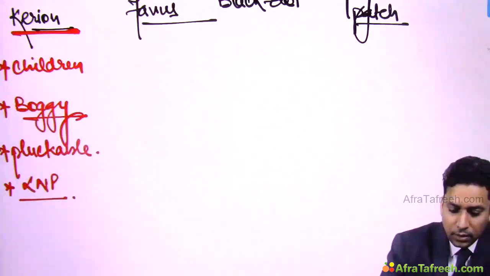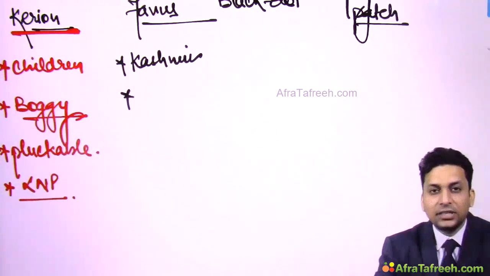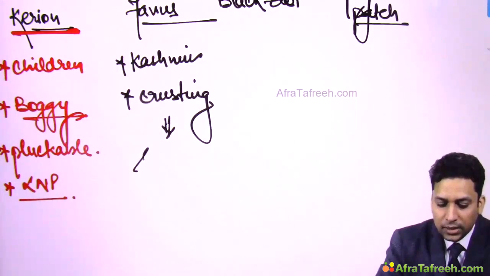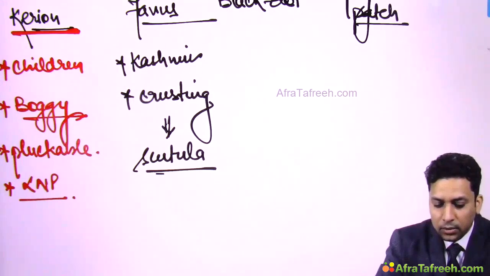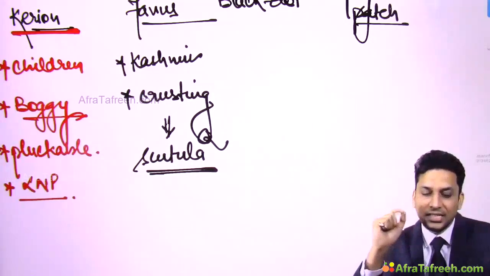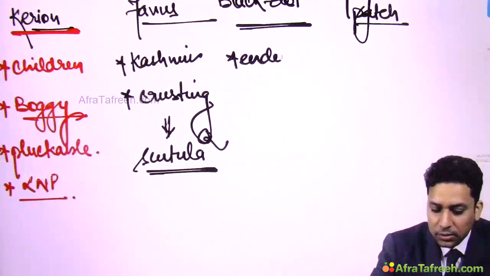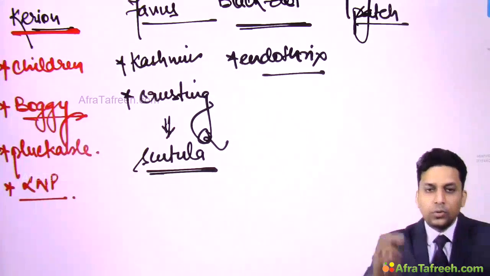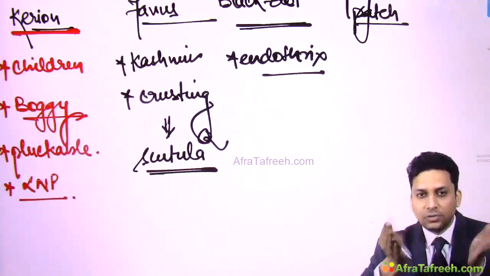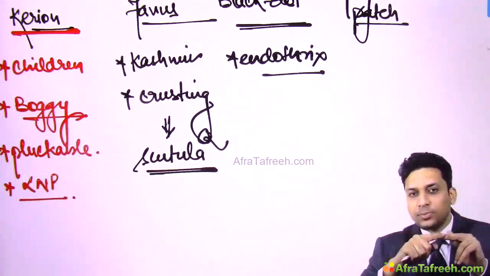Favus, this is common in residents of Kashmir. They present with thick crusting over scalp known as scutula. So scutula is seen in favus. This is common in residents of Kashmir, and thick crusting is seen. Now black dot type is caused by endothrix species. See, there are two examples, endothrix and ectothrix. If the fungal spores are inside, we call it endothrix. If they are outside, we call it ectothrix. So endothrix species have spores inside the hair follicle.